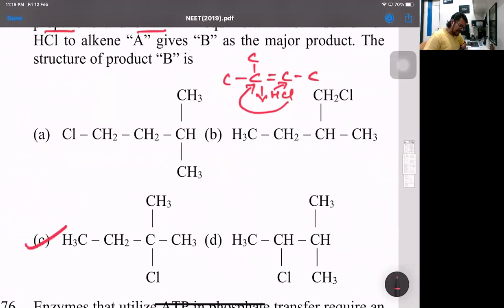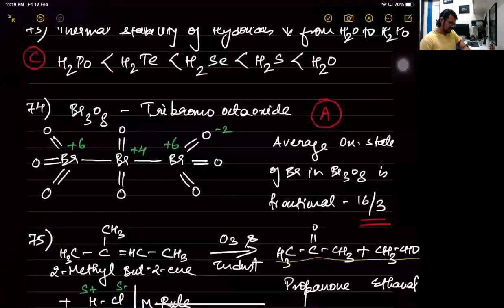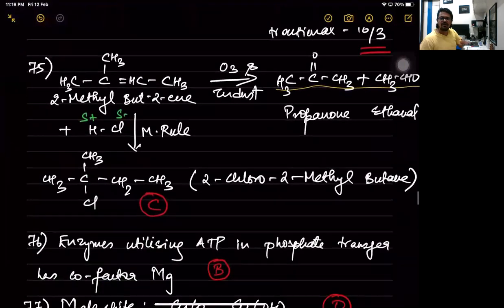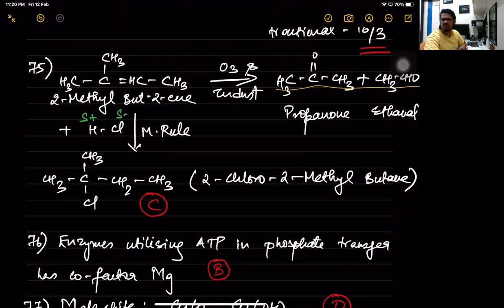Clear? It's a direct conversion that is asked. Look at this. 2-methyl-2-butene, that's the compound what you have. So that on ozonolysis is going to give you acetone plus acetaldehyde, that is propanone plus ethanal over there, which with HCl, it's Markovnikov addition. With this, C is going to be the major product.